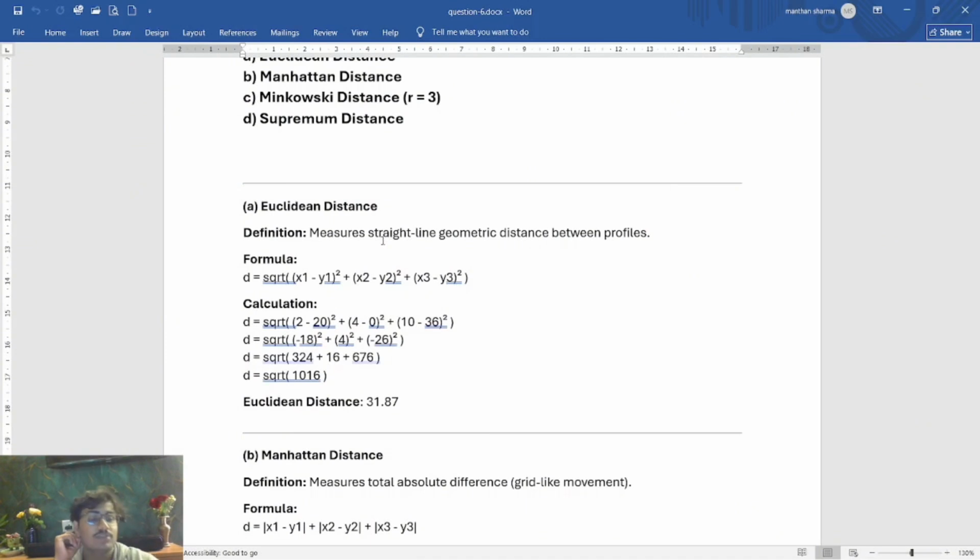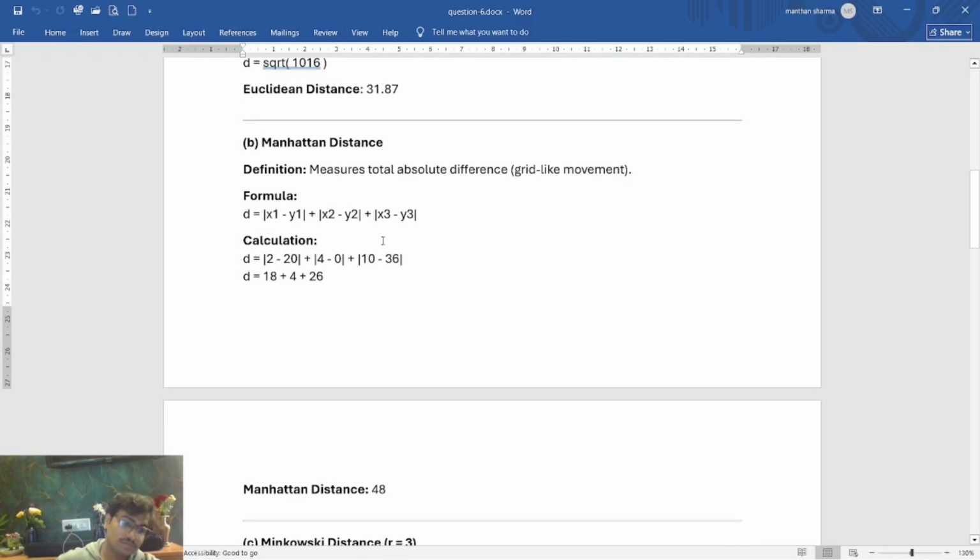Next, the Manhattan distance, also known as L1 distance. This is like walking on a grid, the sum of absolute differences across each dimension. By the formula, D equals |x1 minus y1| plus |x2 minus y2| plus |x3 minus y3|. Calculating: 2 minus 20 is 18 in absolute value, 4 minus 0 is 4, and 10 minus 36 is 26. Adding them up, 18 plus 4 plus 26 is 48, so the Manhattan distance is 48. This gives the total movement needed if we travel only horizontally and vertically between the two points.